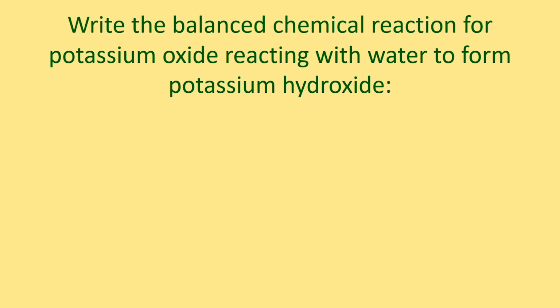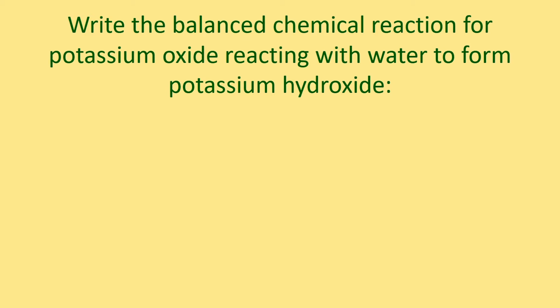So let's practice balancing some chemical reactions, especially ones that start as a word problem, so that we actually have to set up the chemical reaction and then balance it. Here the problem is: write the balanced chemical reaction for potassium oxide reacting with water to form potassium hydroxide.